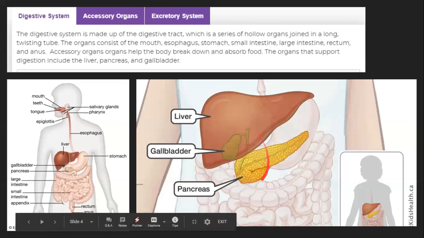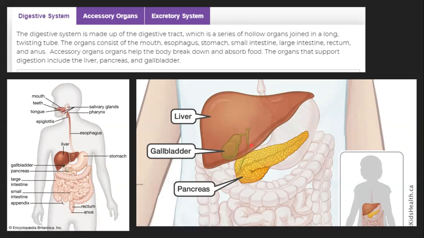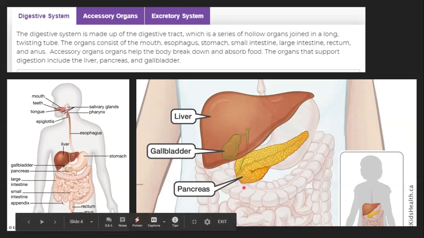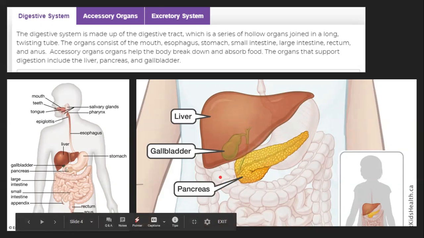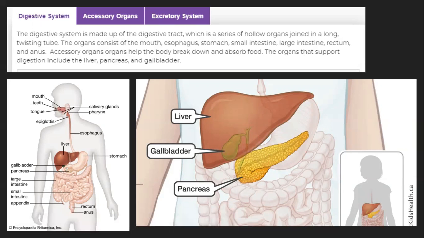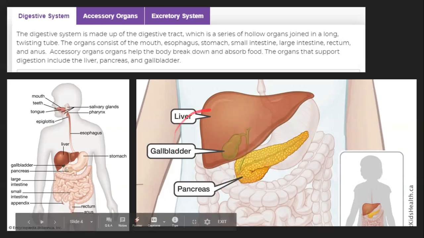These are called accessory organs. So they kind of help and produce chemicals and different things that are secreted into the digestive tract that contains the food. All right. So the digestive system consists of different parts. The food does not pass through all of those organs. These three organs over here, the food does not actually go through them.